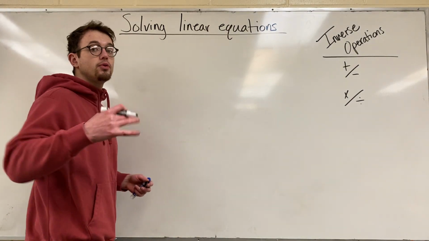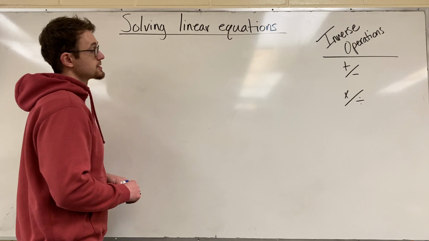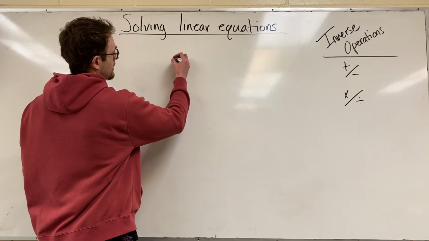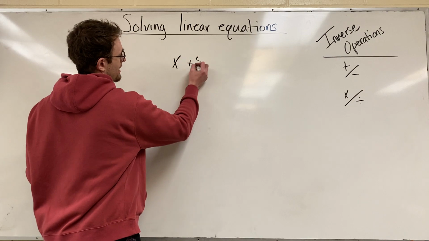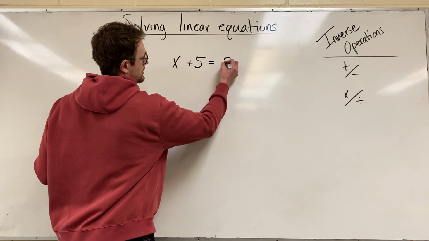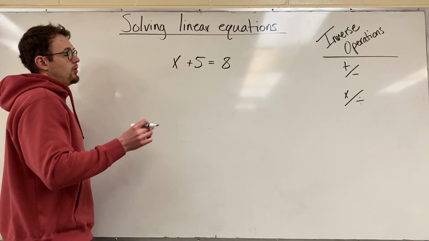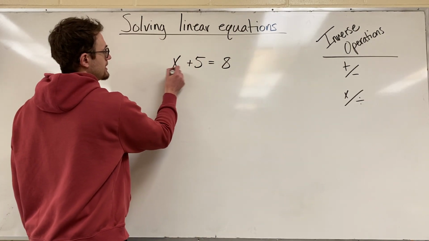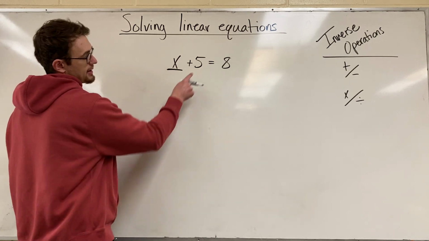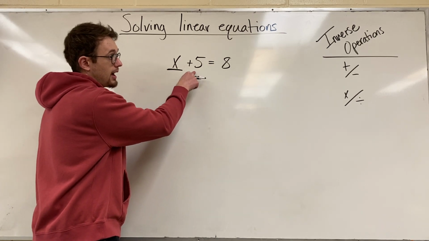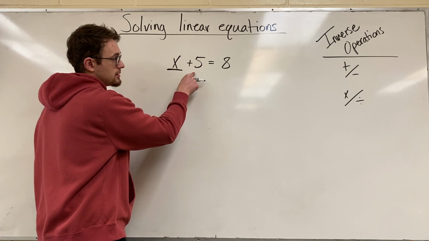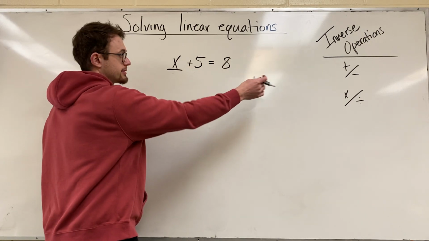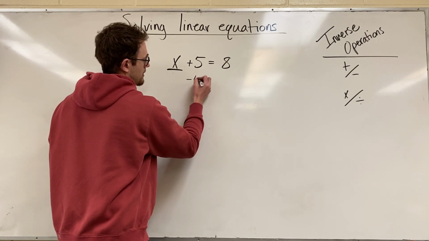So I'm gonna start off simple and work up. So these are gonna be one-step equations. So if I have, let's say, x plus 5 equals 8. Well, I'm gonna go to my inverse operations. I need x by itself. I need to get rid of the 5 next to it. Well, how do I get rid of addition? The inverse of that is subtraction. So I'm gonna subtract 5.